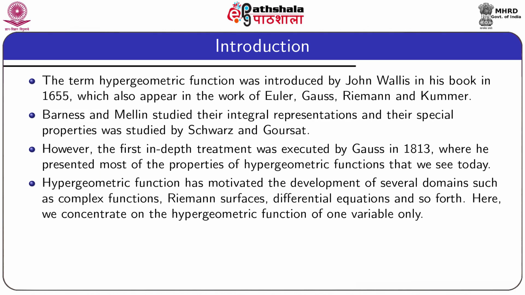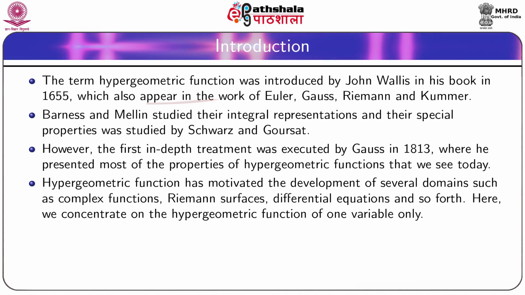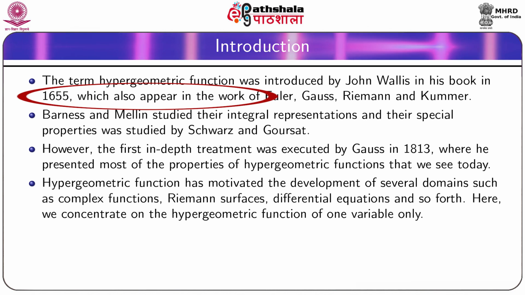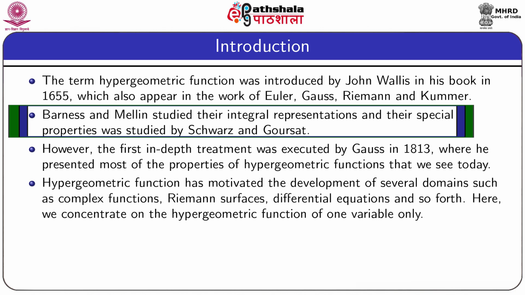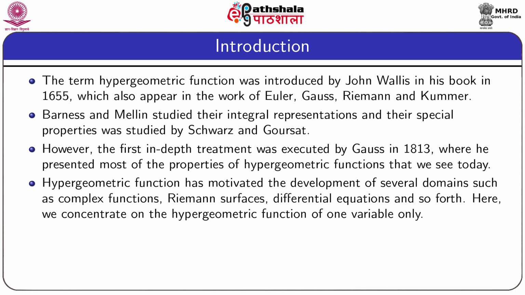The term hypergeometric function was introduced by John Wallis in his book in 1655, which also appears in the work of Euler, Gauss, Riemann and Kummer. Barnes and Mellin studied their integral representations and their special properties were studied by Schwarz and Gauss. However, the first in-depth treatment was executed by Gauss in 1813, where he presented most of the properties of hypergeometric functions that we see today.